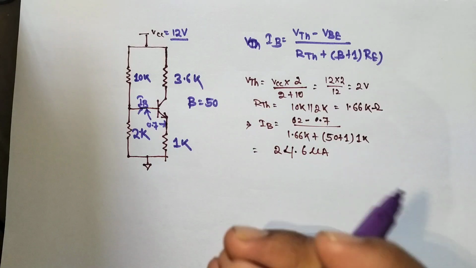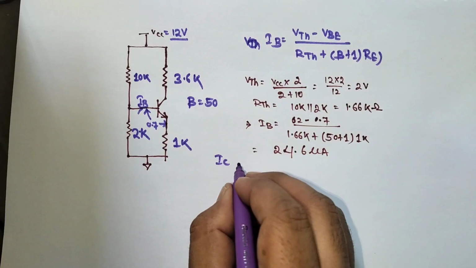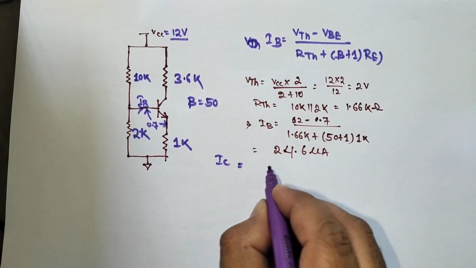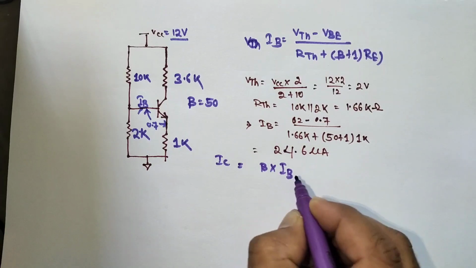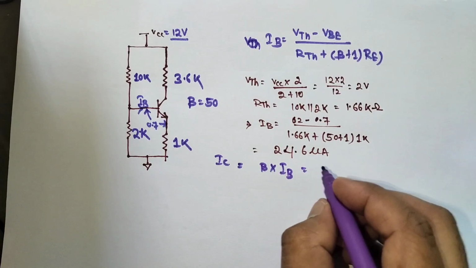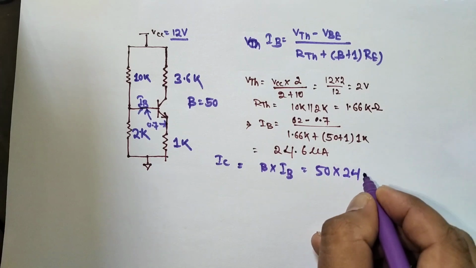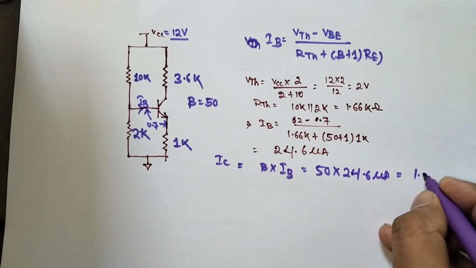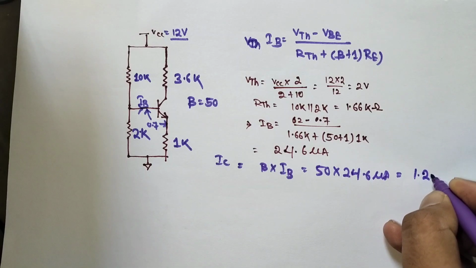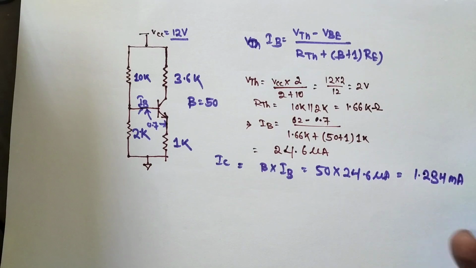Then we need to find that IC value. IC equals beta into IB, so 50 into 24.6 microampere. Then we'll get, already calculated, 1.234 milliampere. Okay, this is the IC value.